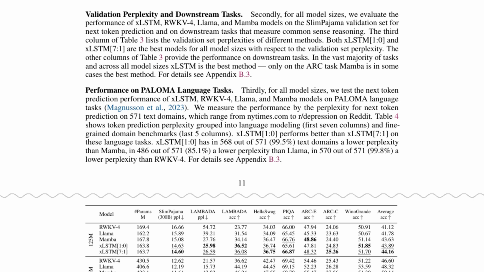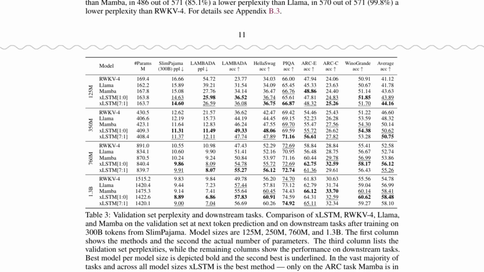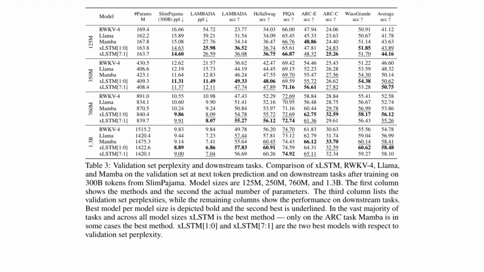xLSTM 1:0 has in 568 out of 571 (99.5%) text domains a lower perplexity than Mamba, in 486 out of 571 (85.1%) a lower perplexity than Llama, and in 570 out of 571 (99.8%) a lower perplexity than RWKV4. For details, see Appendix B.3.